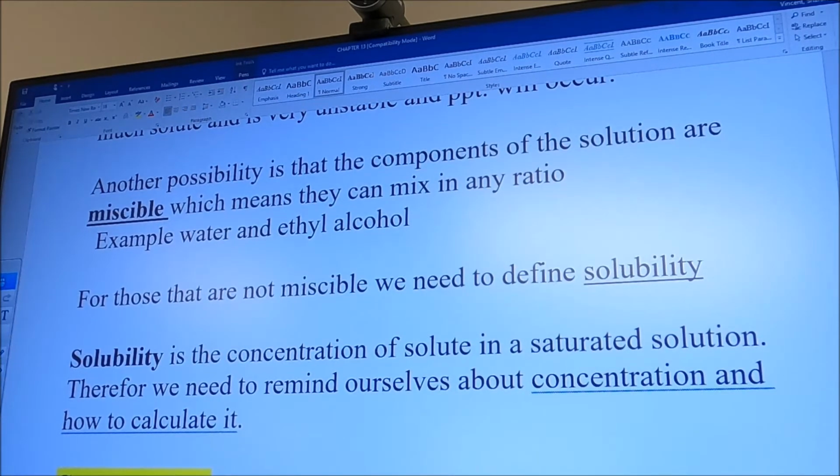Now, I've mentioned the word miscible before, but let me remind you, miscible is when the components of a solution will mix in any ratio. Okay? Ethyl alcohol and water are miscible. They'll mix in any ratio. So we don't talk about the solubility of something that's miscible because they'll mix in any ratio. And whichever one's present in the larger amount becomes the solvent, and the one that's present in the smaller amount is usually considered the solute. When we're talking about a saturated solution, we're talking about its solubility.